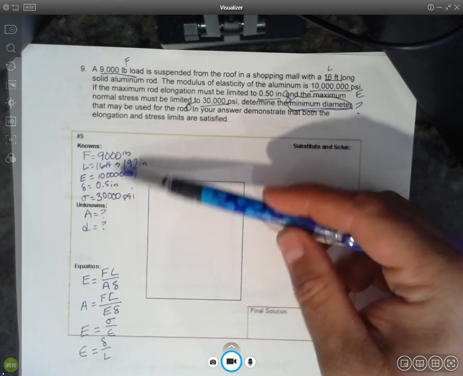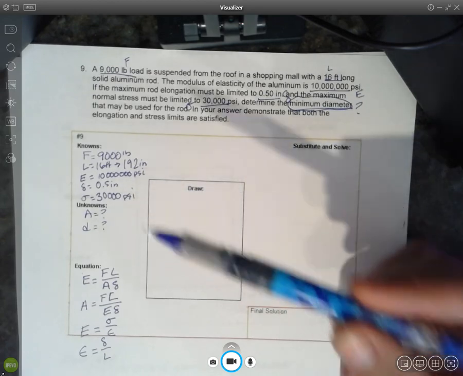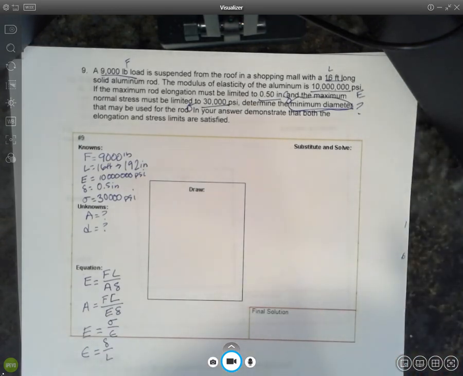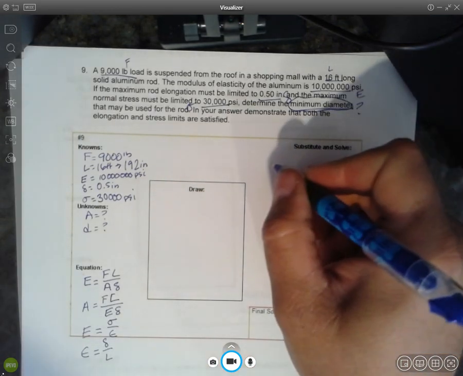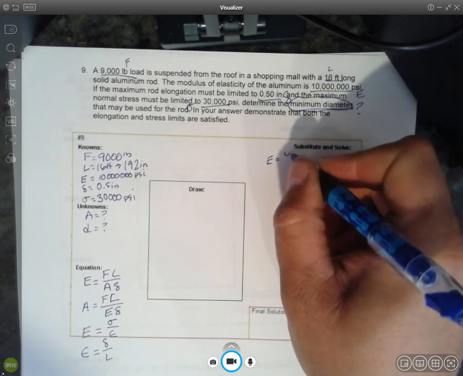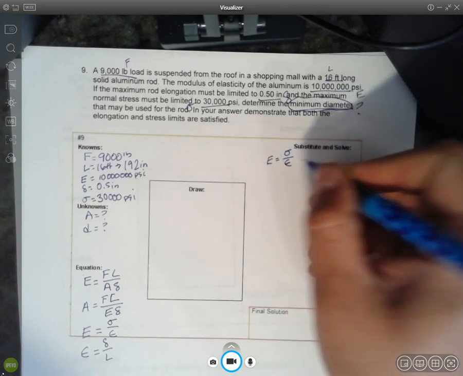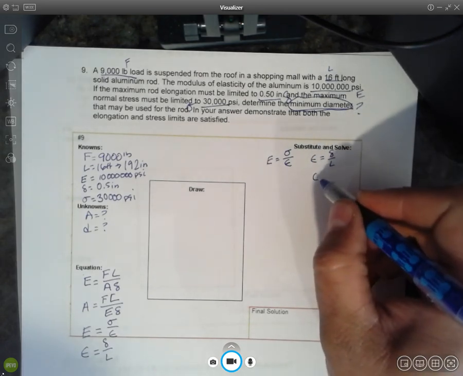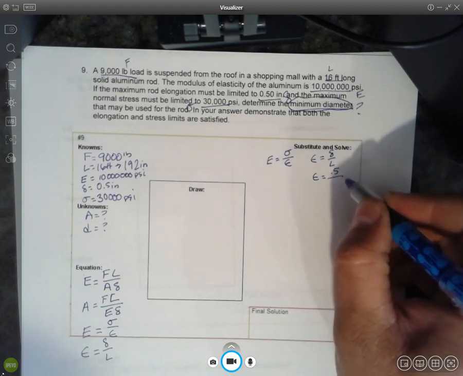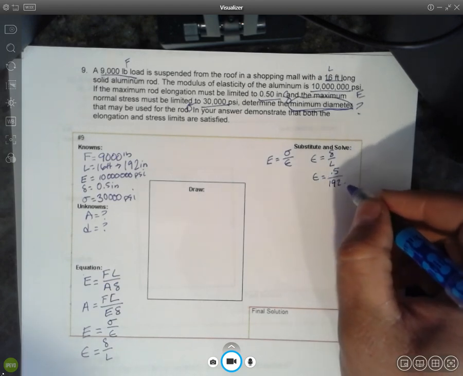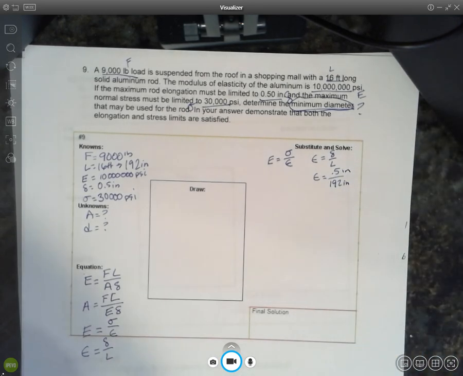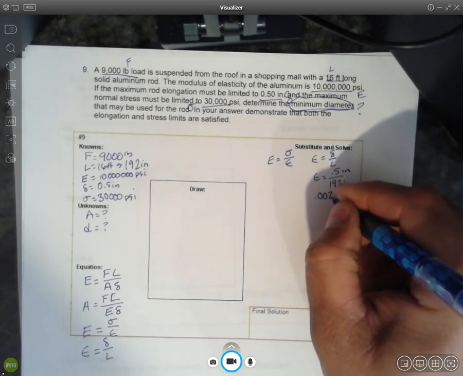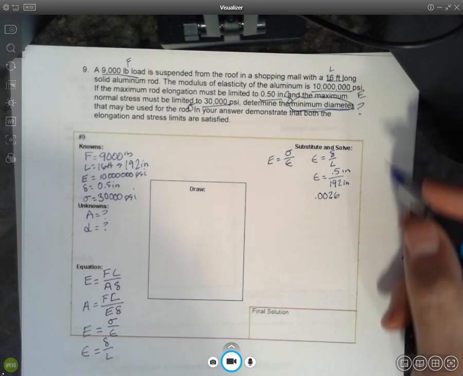Listed all those knowns, the givens, unknowns, area, diameter, and we also want to verify the stress. So one of the first things I'm going to do is go ahead and verify stress by looking at modulus of elasticity. It needs to be equal to the stress divided by the strain, and the strain is the deformation divided by the length. So strain is going to be that ½ inch divided by the 192 inches. And a ½ inch divided by 192 gives me 0.0026. Let's just stop there.